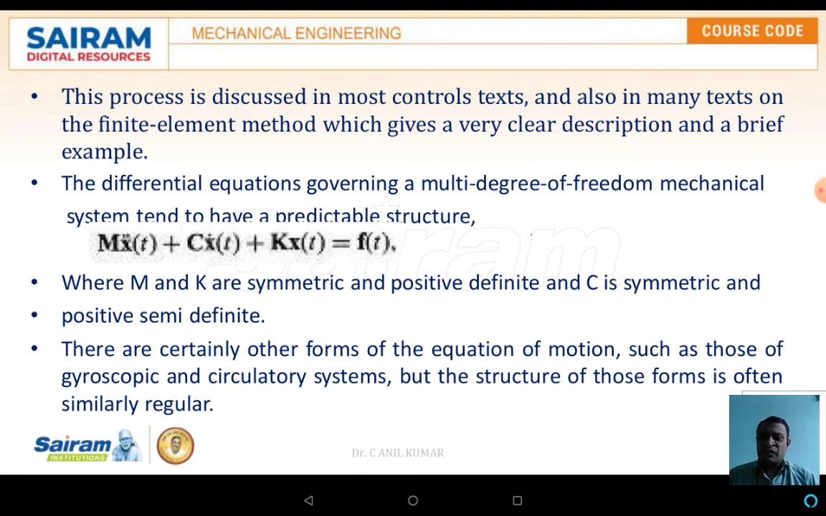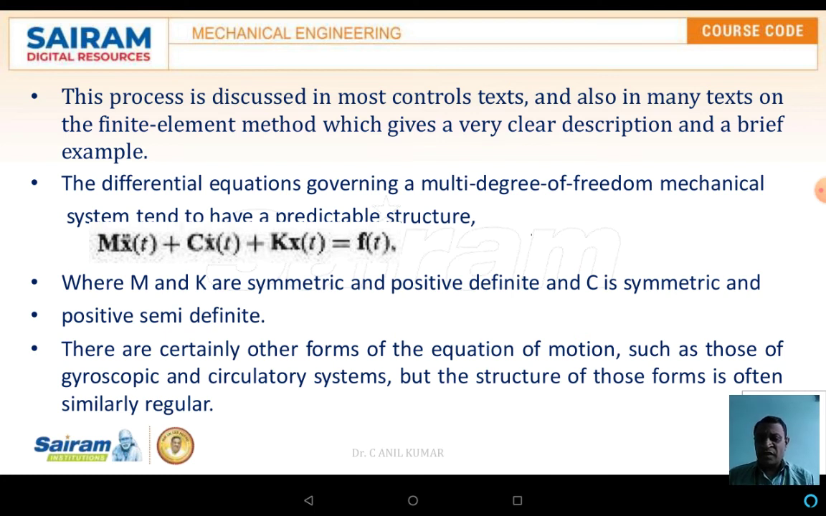The differential equation that governs a multi-degree-of-freedom mechanical system that tends to be a tractable structure is M x double dot of t plus C x dot of t plus K x of t equals f of t, where M and K are symmetric and positive definite, and C is symmetric as well as positive semi-definite.